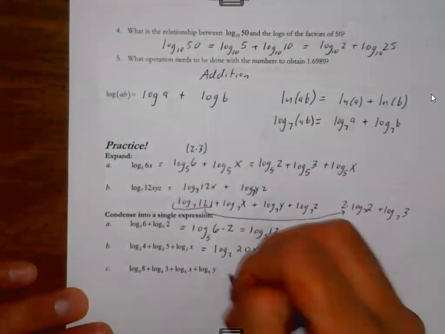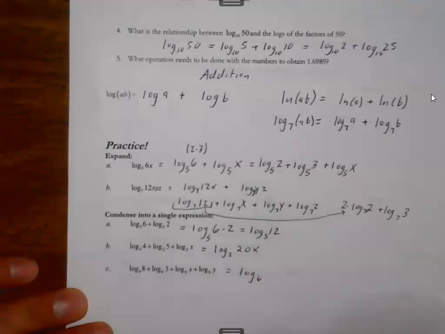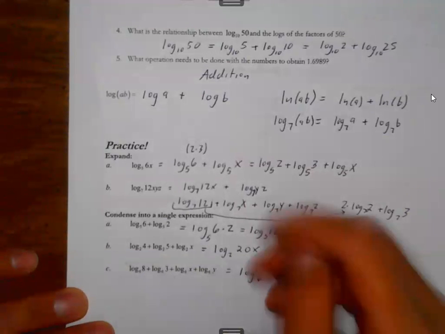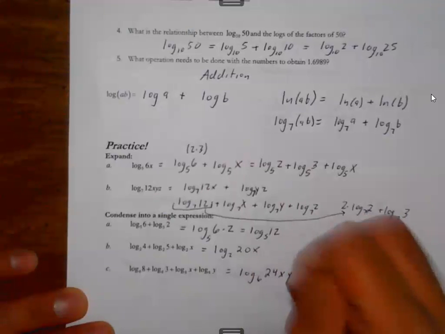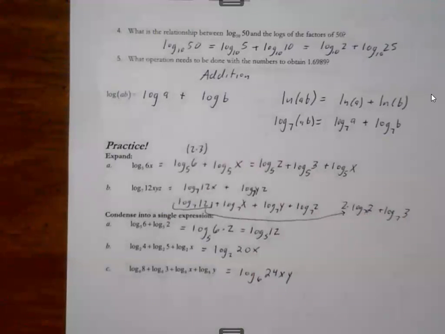All right, same thing for this one. Notice how we keep the base the same the whole time? So it's still log base 6 of 8 times 3 times x times y. So 24xy.